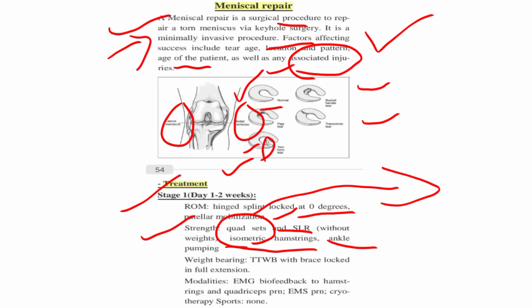Weight bearing with brace locked in full extension. Modalities we can use are electromyography biofeedback to hamstring and quads, EMS, cryotherapy, and sports activities are prohibited. In stage 1, these are the interventions we can use.